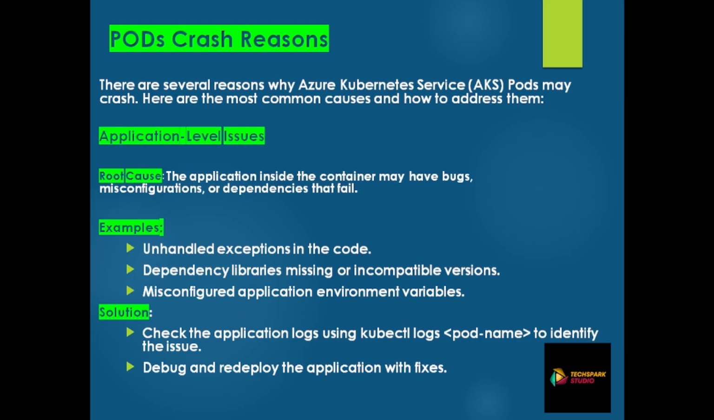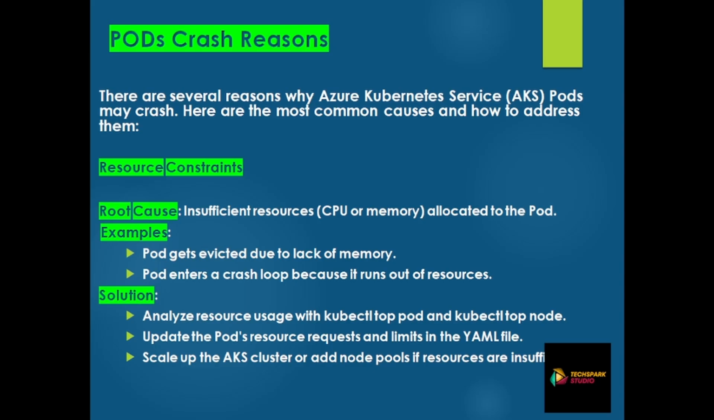As a solution, we can check the application log using the kubectl logs command. You can run kubectl logs and then enter the pod name, and once you use this command you will get the logs, and from those logs you can identify the issue. Another way is to debug and redeploy the application with the fix. You can make the application level changes, and then redeploy that image, or redeploy the application.